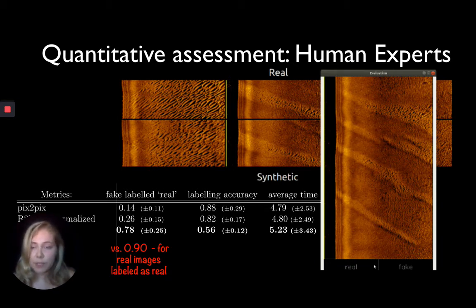It shows 78% realism. That's compared to 90% of real images actually being labeled as real, which is pretty good. Labeling accuracy is close to 50%, which is close to random chance for a two-class problem. The two-class problem is real or fake. So it's a pretty good result, much better than any of the competitors. People take longer to try to inspect these images.